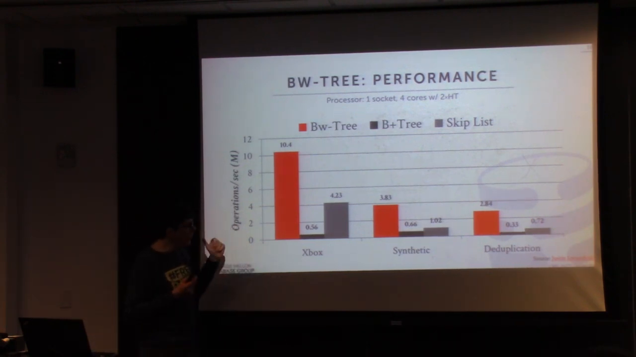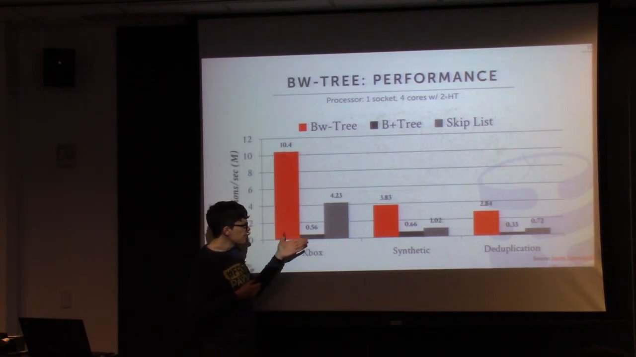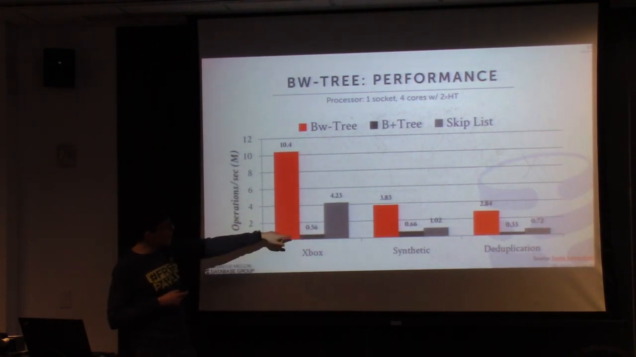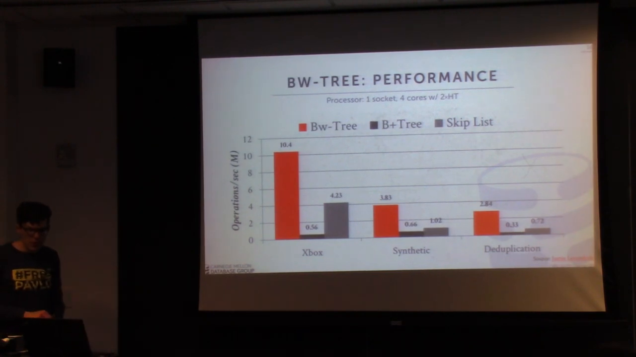So again, across the board, you see that the BW tree is outperforming all the other indexes, and especially the skip list, right? Even though it's supposed to be latch-free. In this case, the B plus tree is doing latch crabbing that we talked about last time. All right, so any questions?